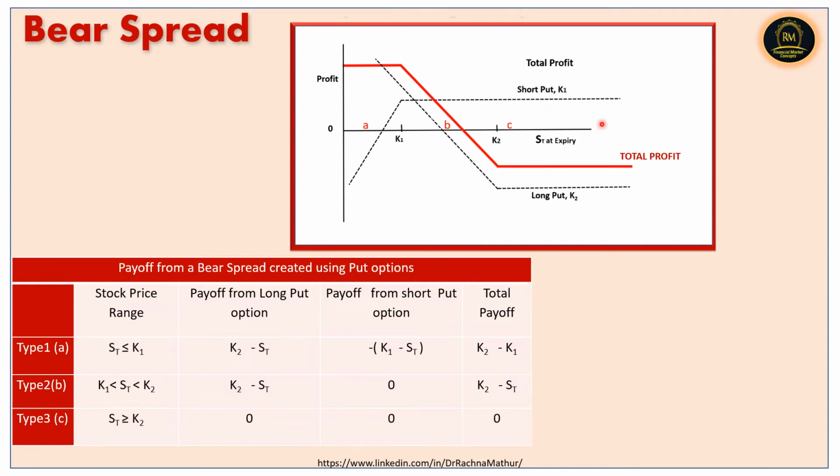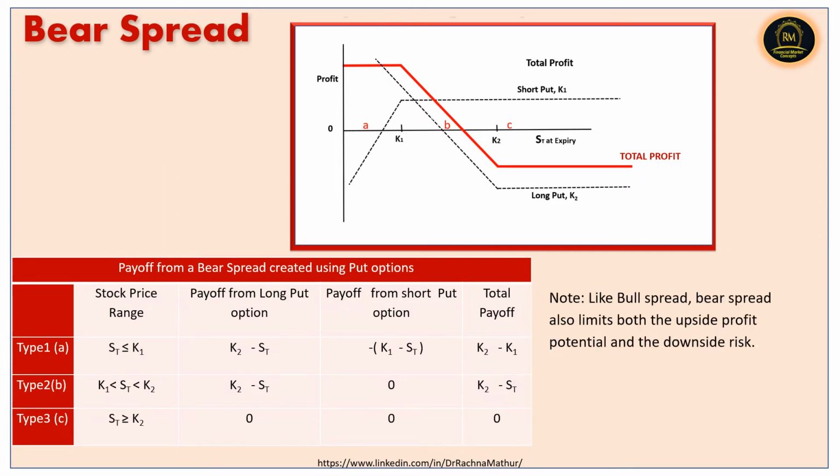If the stock price is beyond the higher strike, your long put will expire worthless. Payoff from the short put is 0, and total payoff is 0. So if the stock price is higher, the total payoff is 0. But as the stock price goes down, the payoff increases. So we move from 3 to 2, 2 to 1, and our payoff goes on increasing. This is the total profit line, which shows that like the bull spread, the bear spread also limits both the upside profit potential and the downside risk.